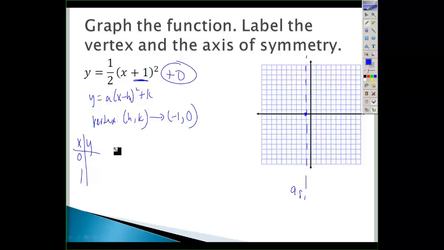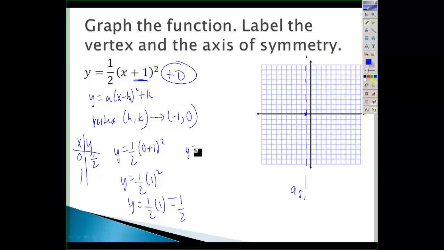My x-y t-chart, 0 and 1. y equals 1/2 (0 plus 1) squared. So y equals 1/2 times 1 squared. So that's 1/2. (0, 1/2) is one of the points. Now let's plug in 1 and see what happens. We have y equals 1/2 (1 plus 1) squared, so y equals 2. Okay, so we got something good going here. We have two new points, (0, 1/2) and (1, 2).